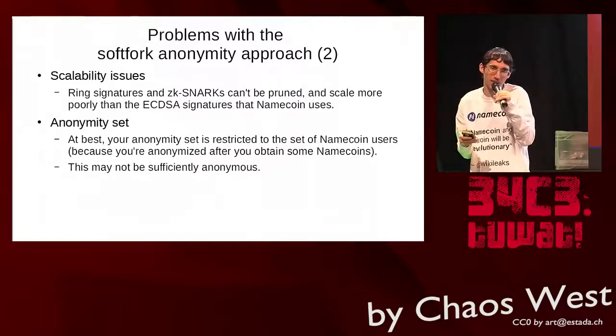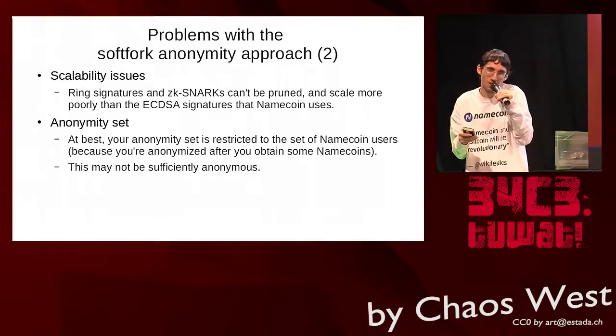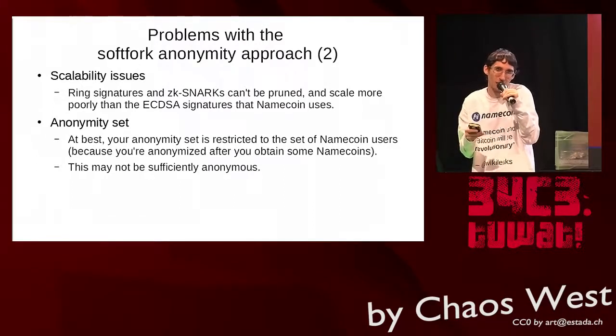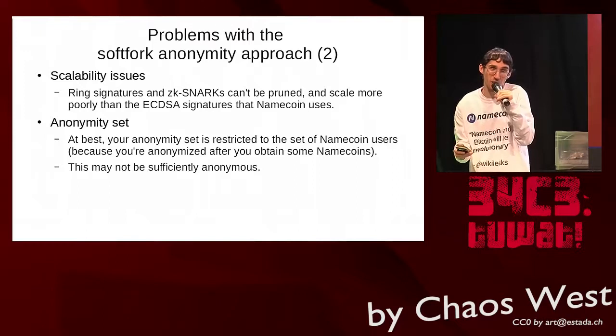And another problem is the anonymity set. If anonymity is baked into the Namecoin blockchain, then that means at best your anonymity set is the set of Namecoin users. Well, Namecoin users are actually a pretty small set when you compare it to Monero users or Zcash users. So even if we have good anonymity within that anonymity set, the fact that you're using Namecoin is going to be made public with your real identity if we were to do this. And this might attract enough attention to you that someone might do old-fashioned police work and track you down. And this is not really acceptable.